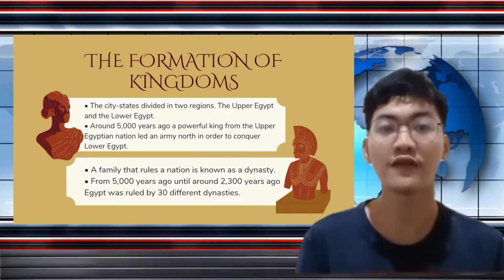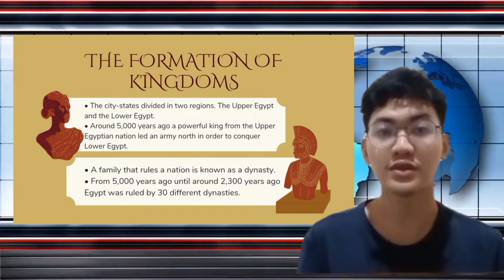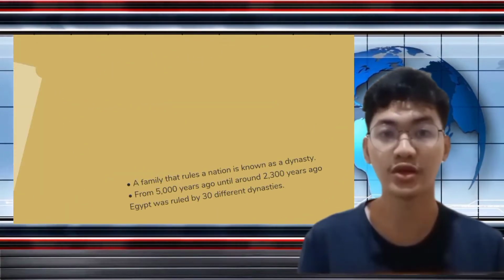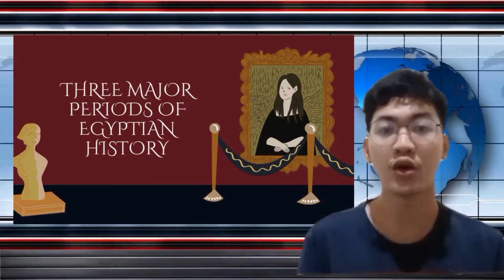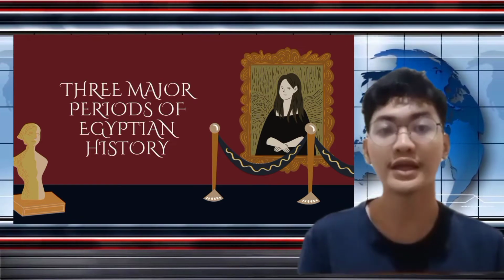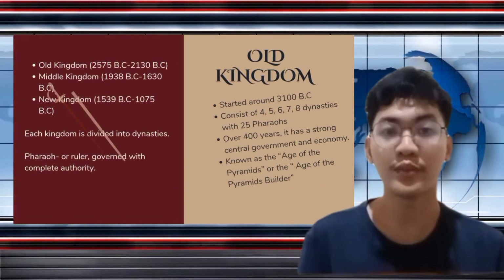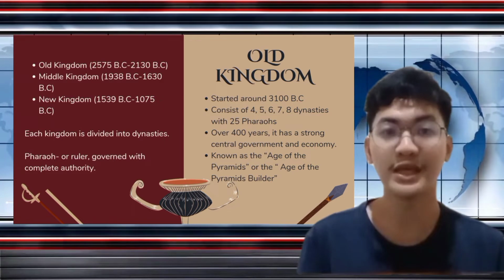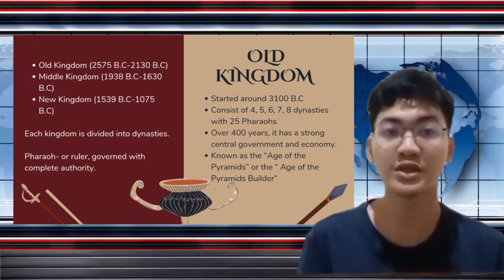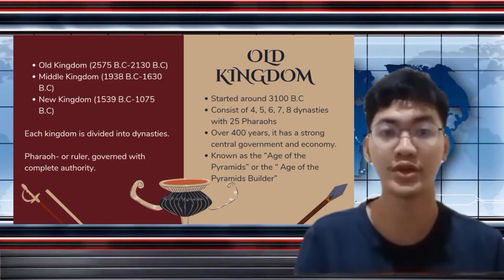The reign of the civilization can be divided into three major parts of prosperity called the Old, the Middle, and the New Kingdom, and the two periods of instability in between called the First and Second Intermediate Period.